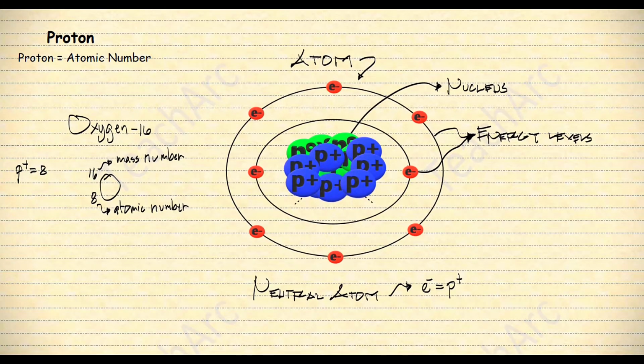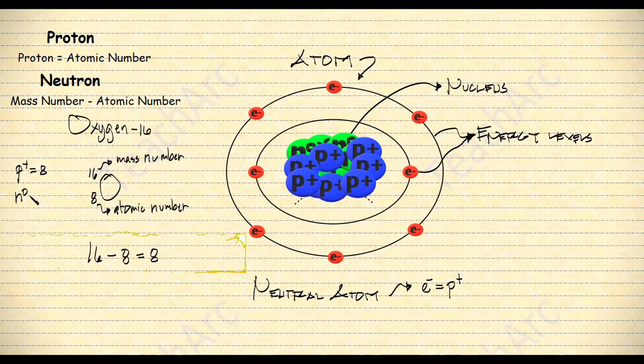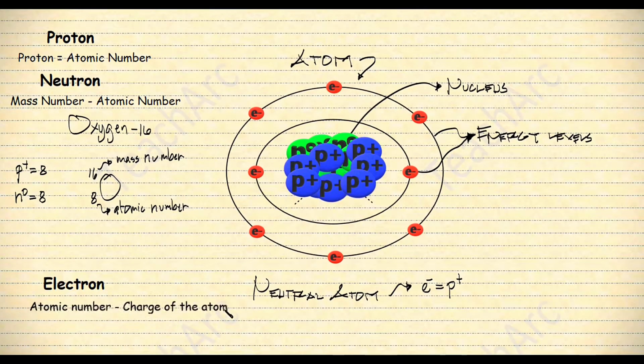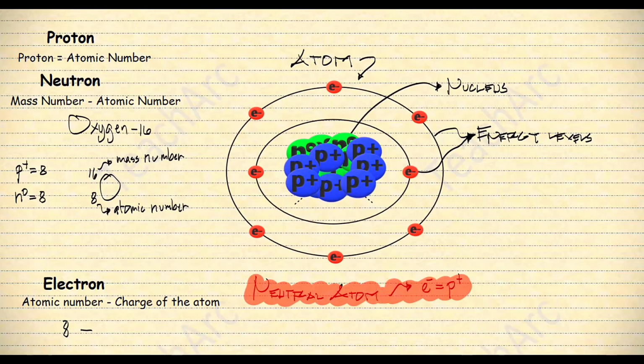For the number of neutrons, we subtract the atomic number from the mass number. So, we got 16 as the mass number minus the atomic number, which is 8, giving us 8 neutrons. For the number of electrons, we got the atomic number minus the charge of the atom. In our example, the atomic number is 8, and since we have a neutral atom right now, the charge is 0. So the number of electrons is 8.